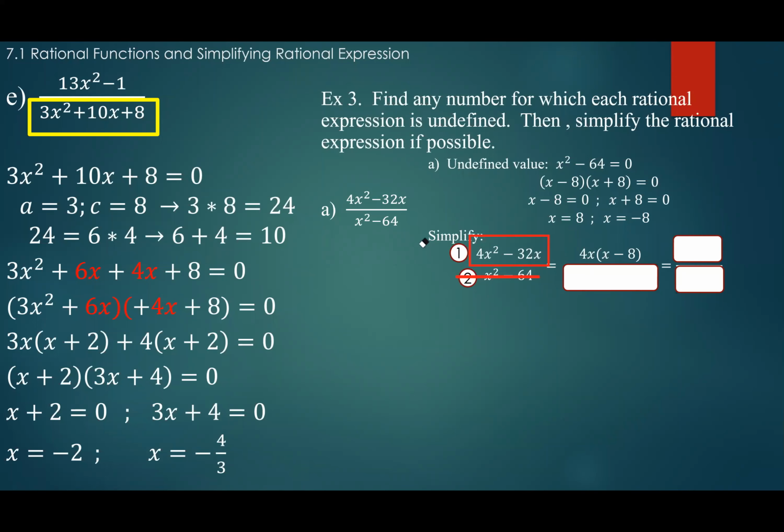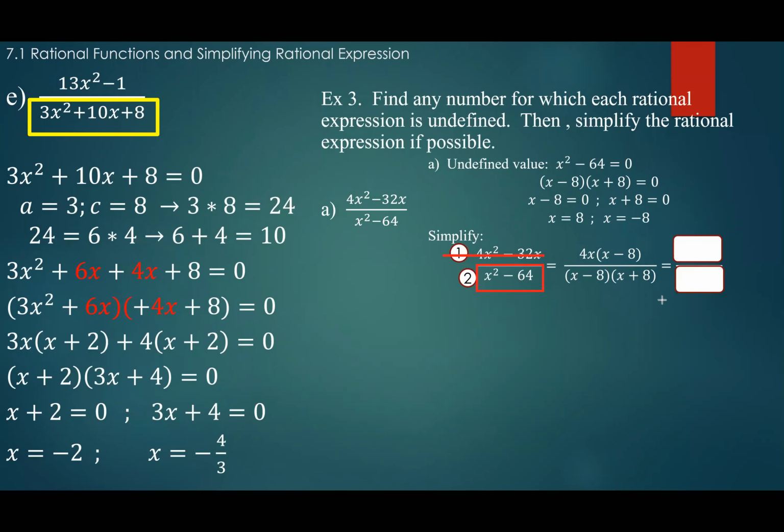And now we treat the denominator as another problem. Forget about the numerator. Can we factor this out? Well, we did that, right? We factored x squared minus 64 into x minus 8, x plus 8. So as you can see, at this particular step, have I done anything new? No. All I did was factor the numerator and factor the denominator.